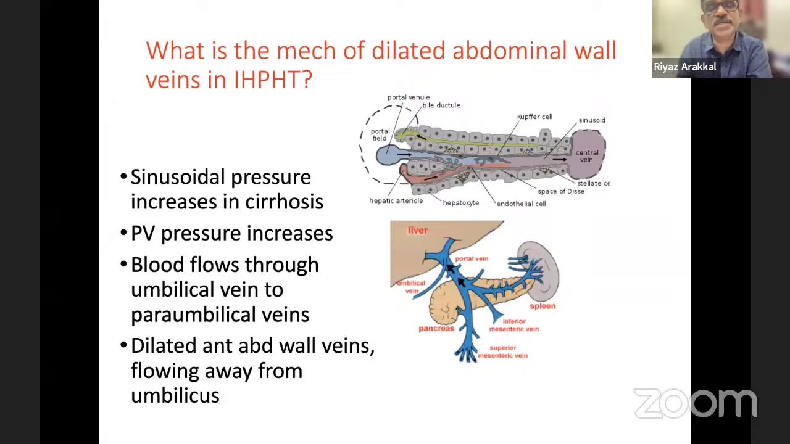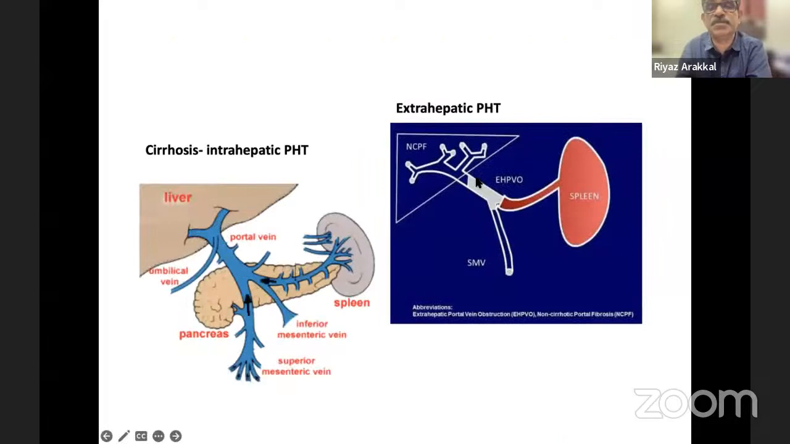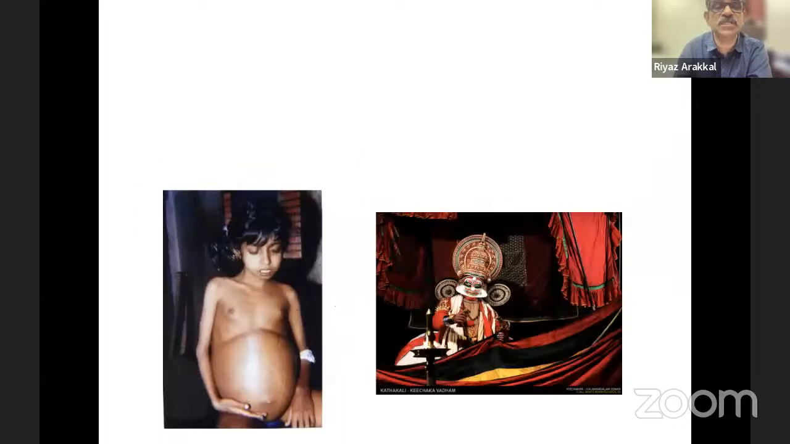Okay. Now, why not in extrahepatic portal hypertension? I will discuss that also. So this is a patient with extrahepatic portal hypertension. Can you see this? Splenic vein, superior mesenteric vein. The splenic vein has been obstructed, maybe by a thrombus. So what has happened with the blood flow into the liver? The blood flow is actually decreased into the liver because the extrahepatic portal vein is completely obstructed. So in extrahepatic portal hypertension, there is no question of blood flowing through the umbilical vein into the anterior abdominal wall. And hence, you cannot get dilated anterior abdominal wall veins in extrahepatic portal hypertension. I hope that is clear to you. So you get such veins only in intrahepatic portal hypertension, secondary to cirrhosis.